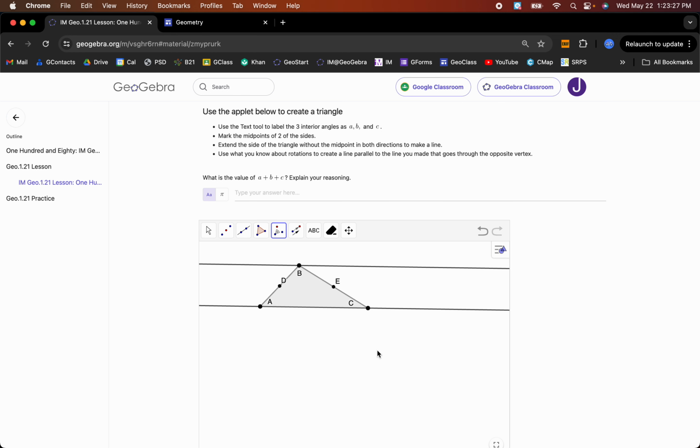Okay, great. All right, so now I'm looking at this. I'm like, all right, kind of a weird diagram, but okay. Then it says, what is the value of A plus B plus C? Explain your reasoning. Okay, so A plus B plus C.